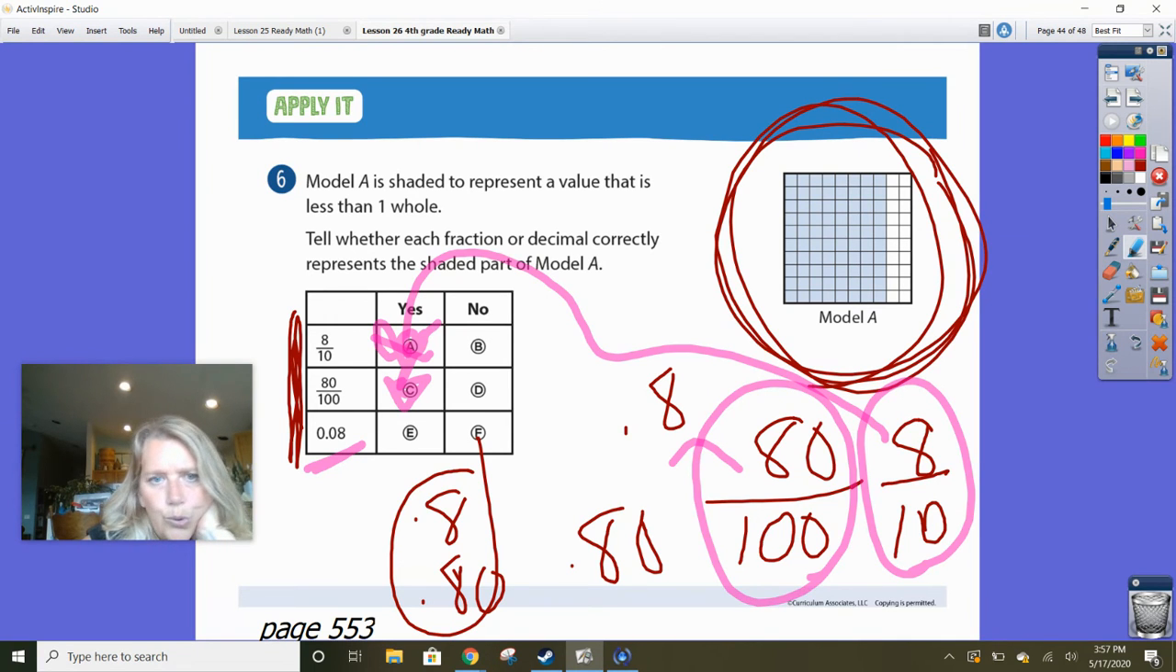No. That's 8 cents. That would mean only 8 of these are filled in. All right, so however you chose to get to your answer, hopefully we agree. Nice job, mathematicians. Next one is number 7.